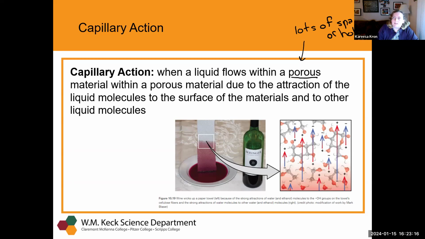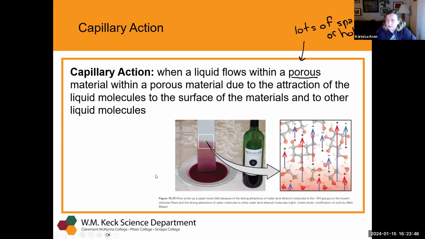And so if a material is porous, it's possible for the liquid to fill in those spaces and use those spaces to climb up in the material. A lot of paper products and cloth products have long molecules that end in OH groups. And those OH groups can participate in hydrogen bonding with a lot of the liquids that they absorb. So they can easily absorb things like water or wine, as pictured here.